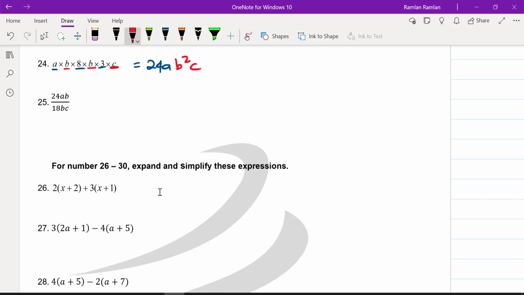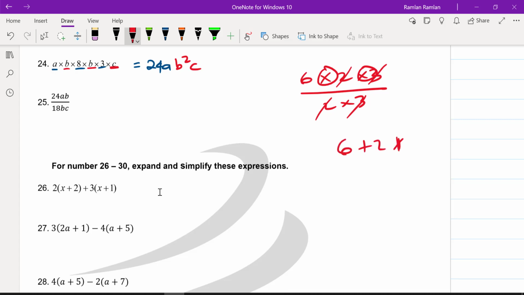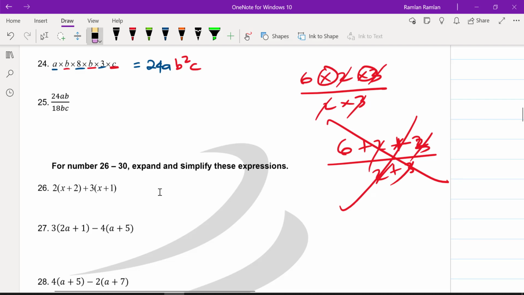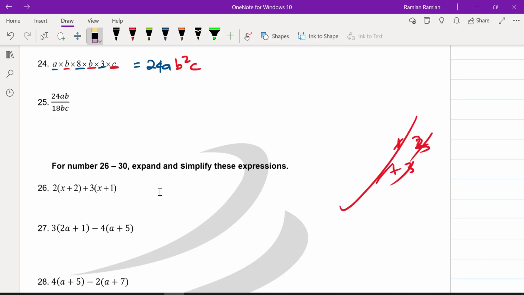Okay, number 25, this is for division. You can do what we call canceling, right? So for example, if I have 6 times 2 times 3 over 2 times 3, I can cross these two because they are being multiplied. Be careful, you can only do this if it's being multiplied. If I write it like this, for example, you cannot do this. Okay, this is illegal. So you can only cancel when it is being multiplied. So in here, all of them are being multiplied, right? Because this is like 24 times a times b, and this is 18 times b times c, right?